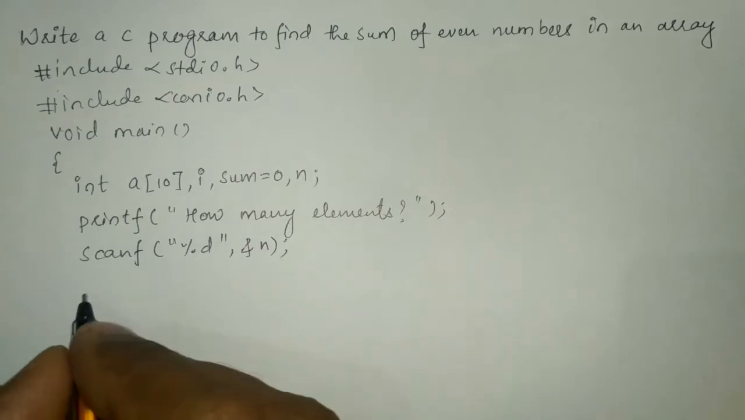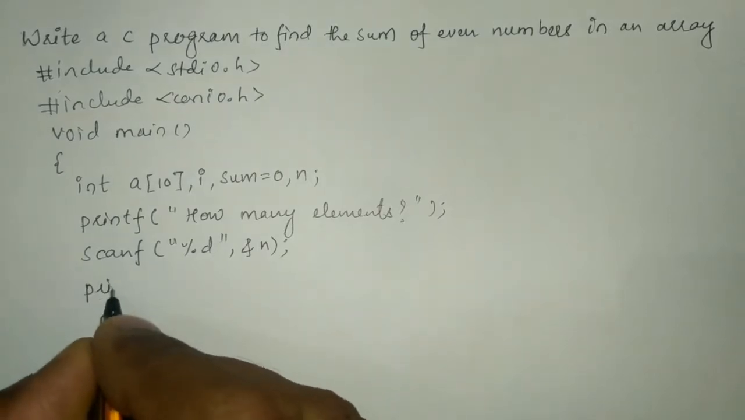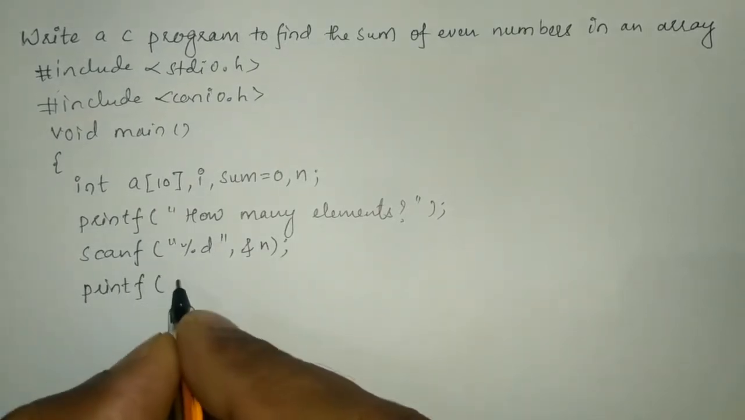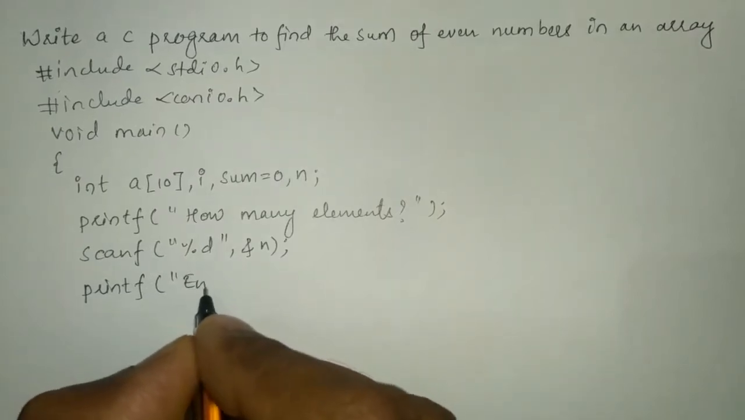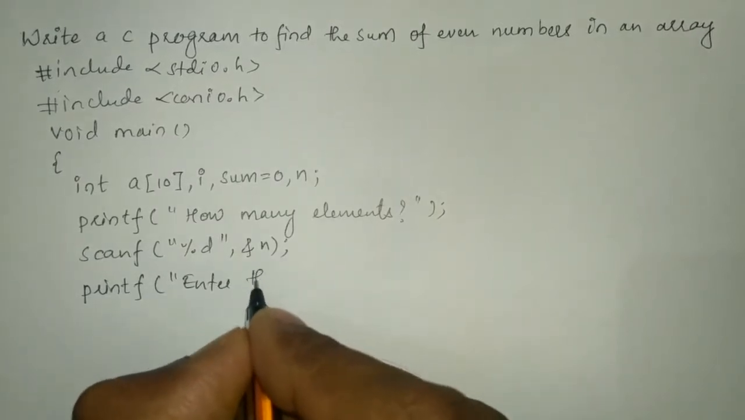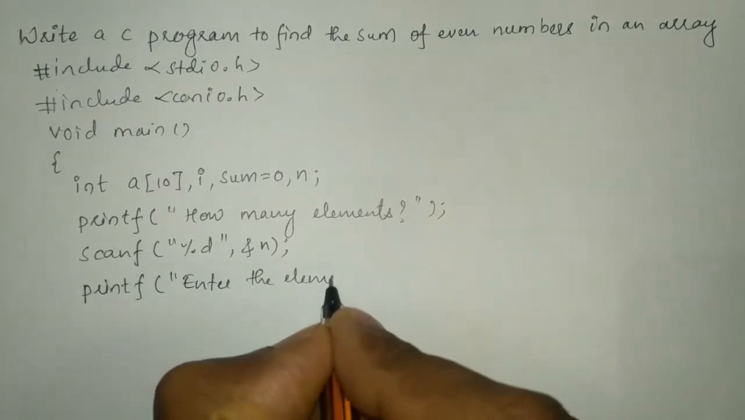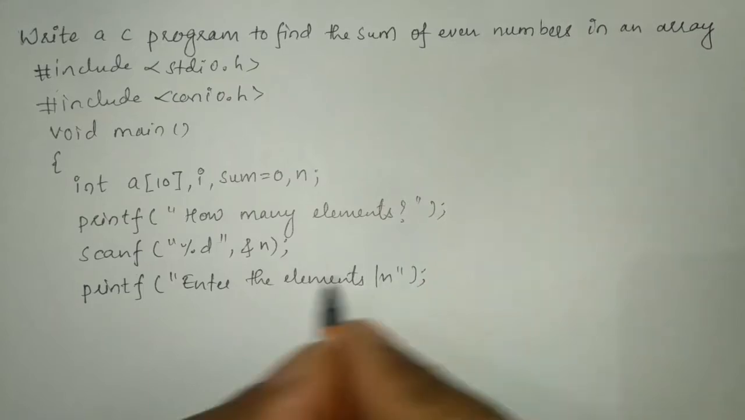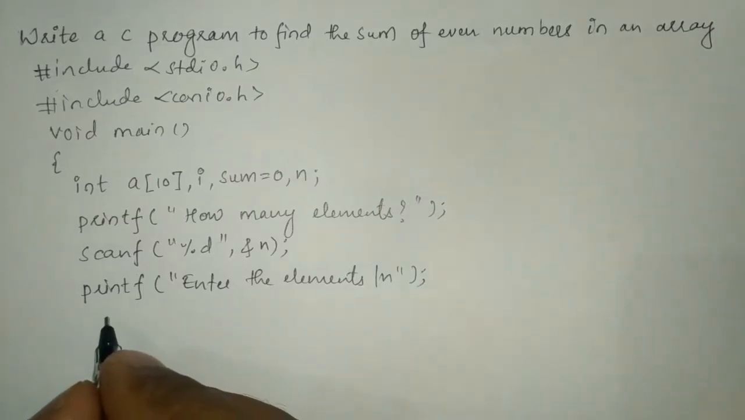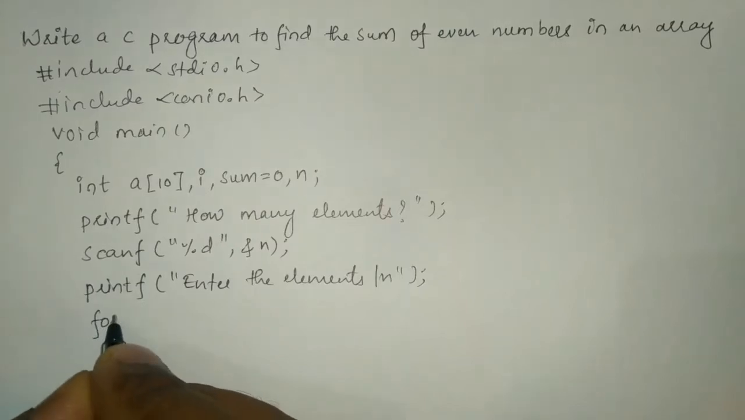Now we are going to write printf statement. Next we are going to receive elements. Here I am going to ask the user to enter the elements, \n, double quotation mark and put semicolon. In order to insert elements one by one, we are going to use for loop.